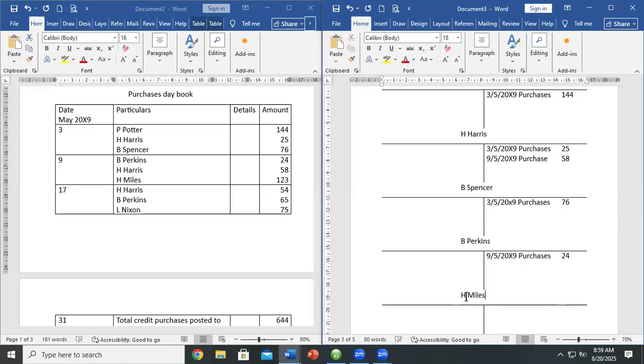Then we credit H Miles for the goods we bought from him. That's on the 9th of May 20X9. Purchases. That's 123. Then the next one we have is H Harris again. So we go back to H Harris on the 17th of May 20X9.